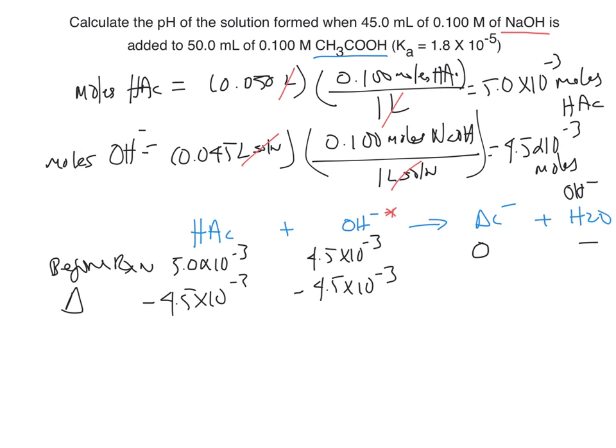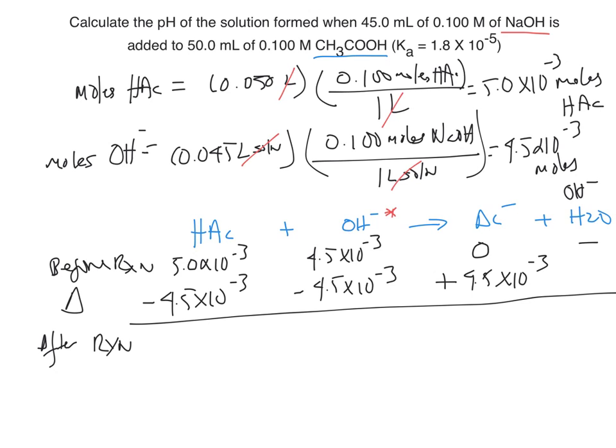And because we are consuming the acetic acid, we are producing acetate. So now it's going to be plus 4.5 times 10 to the power of minus 3. So after the reaction, we're going to have from the acetic acid 0.50 times 10 to the power of minus 3. From the OH, we're going to have 0. And from the acetate, we're going to have 4.5 times 10 to the power of minus 3.